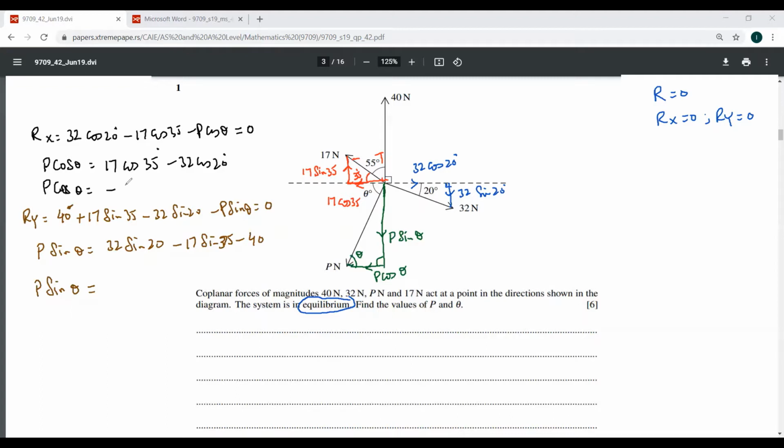Minus? Exactly minus 16? Minus 16.145. And this P sine theta? Exactly 38.8? 38.8061. Okay, thank you. Beta, please, I'm afraid you might get 1 mark deducted over here, okay?